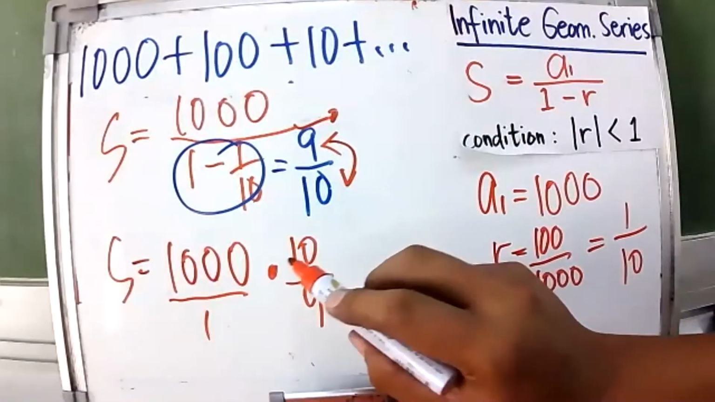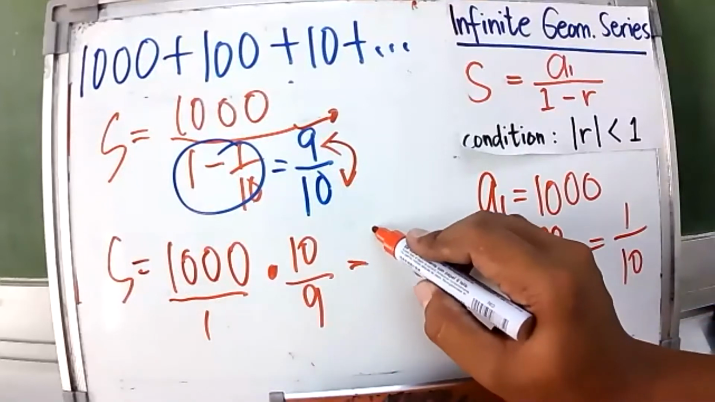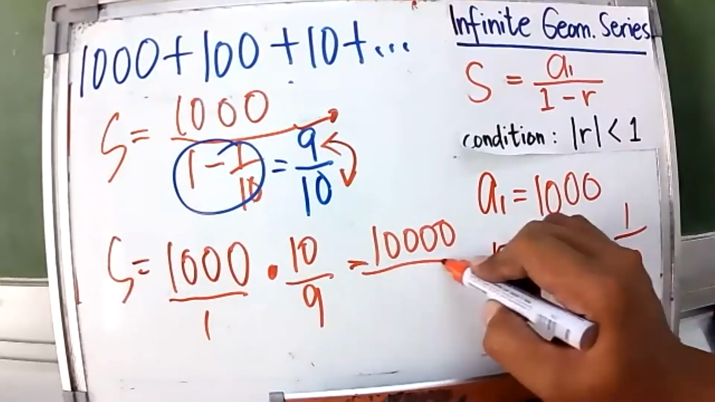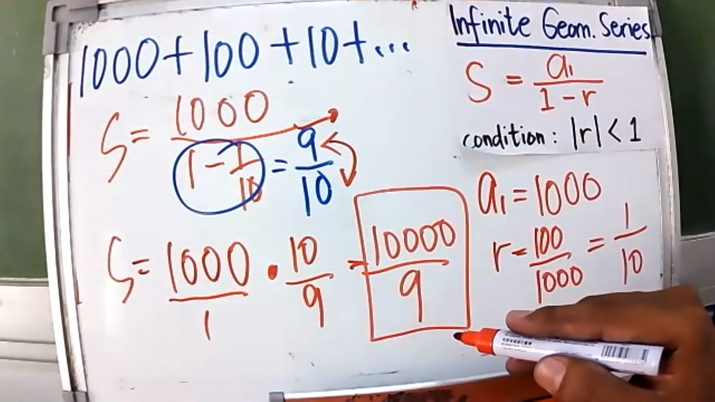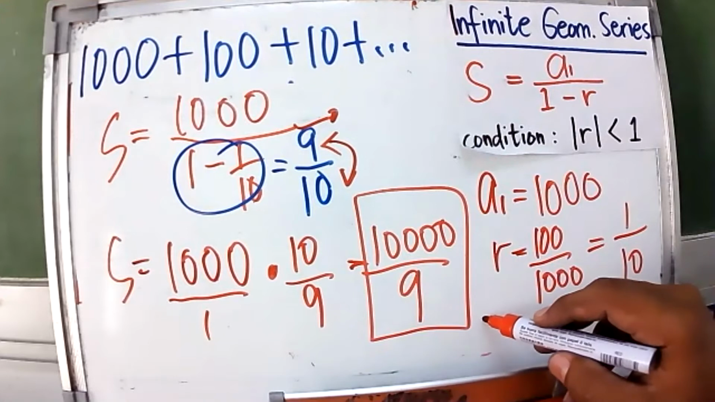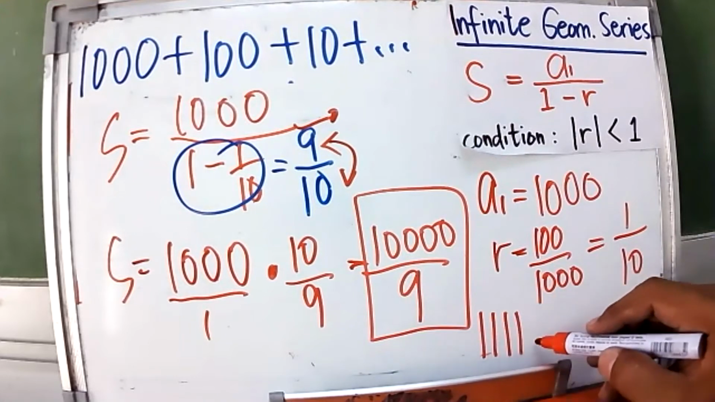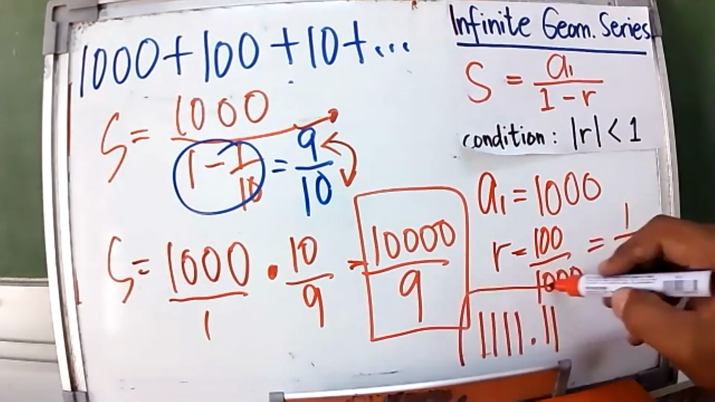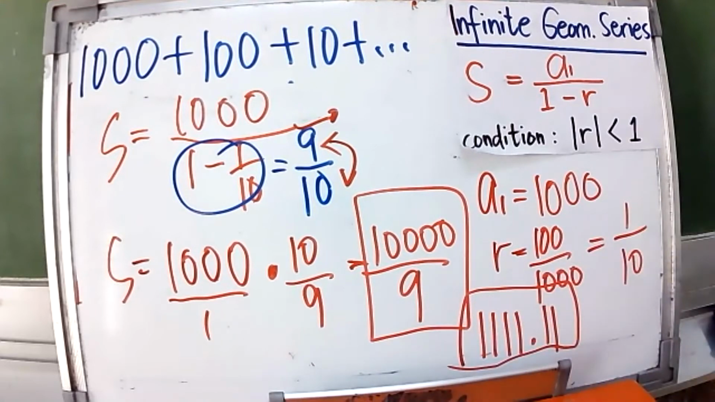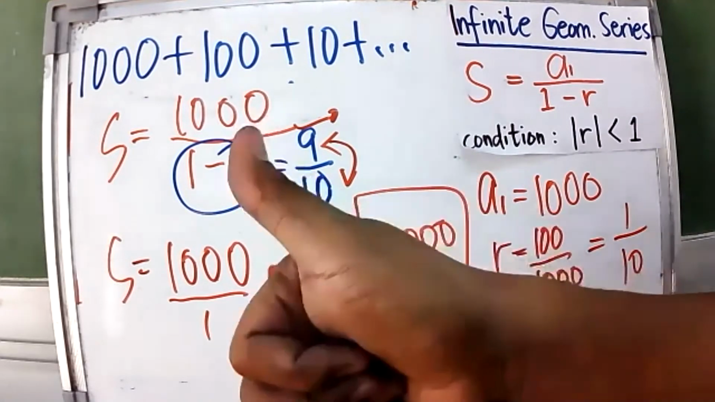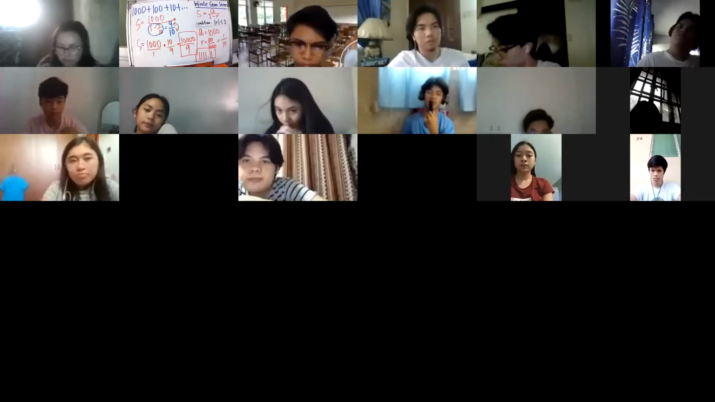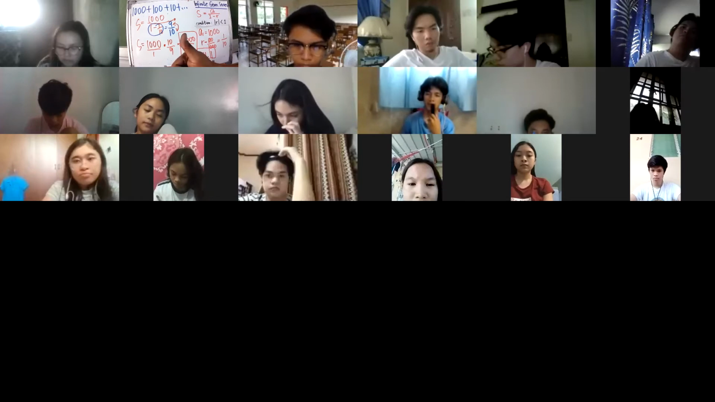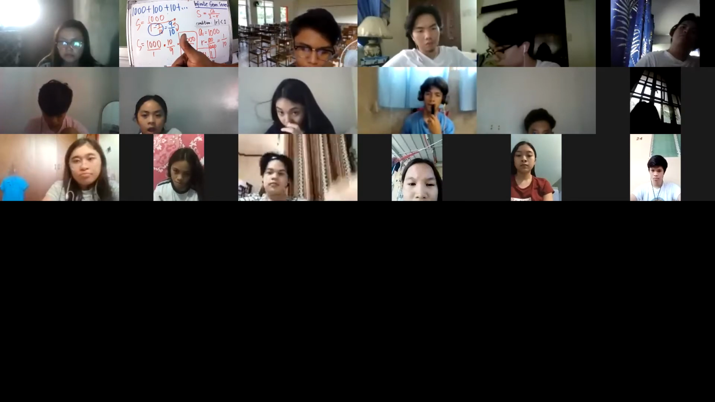Okay, and then just multiply 1,000 times 10. That's 10,000 over 9. That's the answer. And if you press that in your calculator, the answer is 1,111.11. Either of the two answers is accepted. Okay? Did you get the correct process? Thumbs up if you already understood the process. Okay, thank you so much.